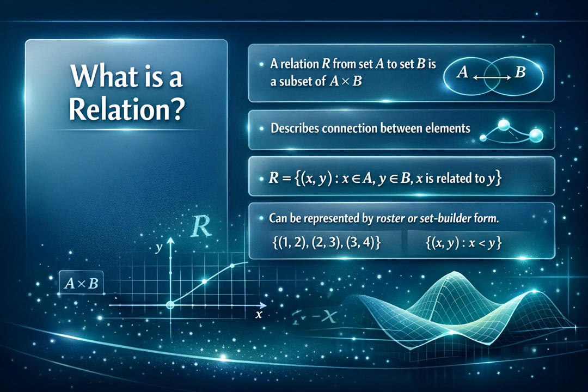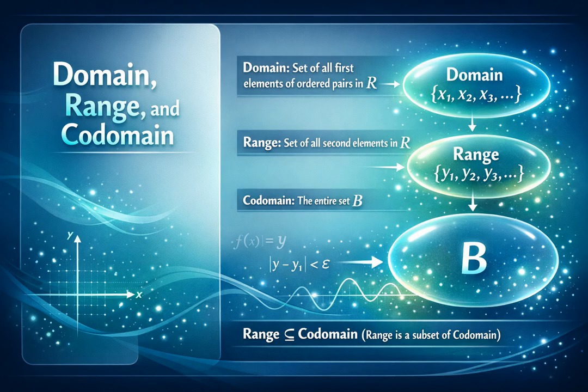It describes a connection or relationship between elements. We can write it as R equals the set of ordered pairs x, y, where x is in A, y is in B, and x is related to y in some specific way. Every relation has three important components.